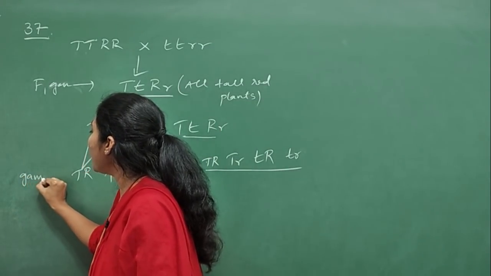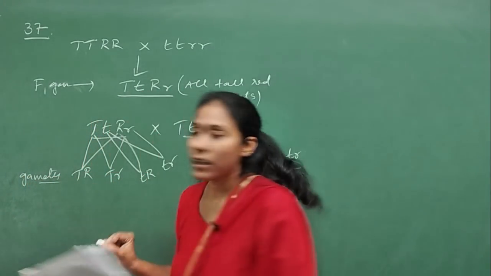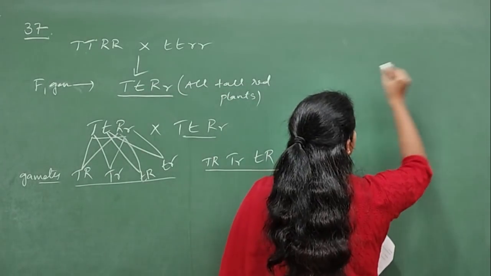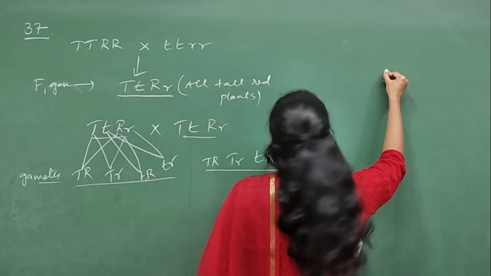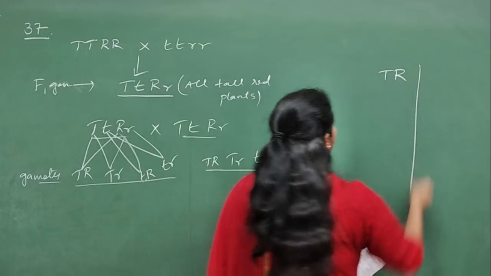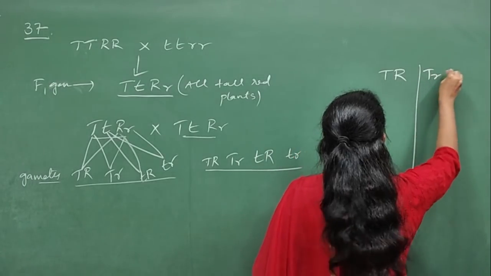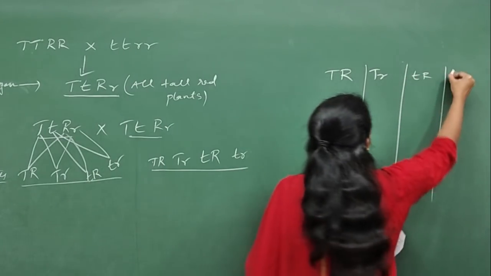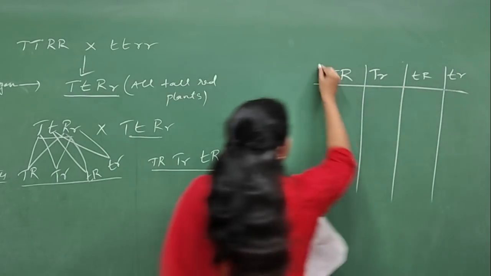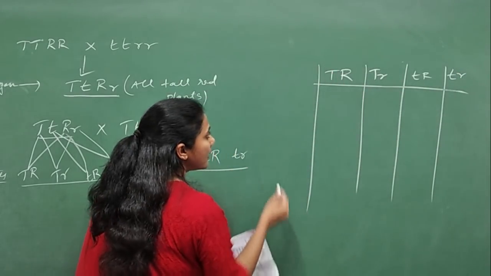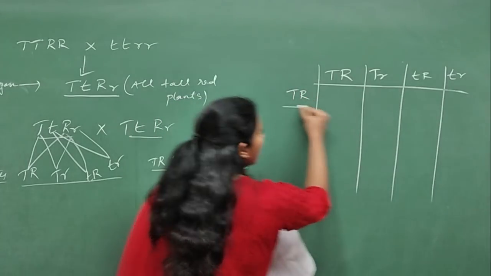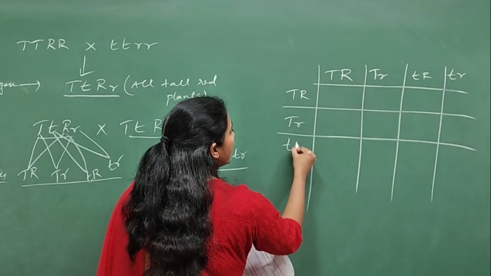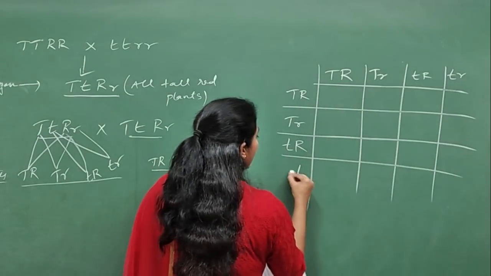And later you have to show the checkerboard. So how do you show the checkerboard? Write the gametes of one parent horizontally, that is capital T capital R, capital T small r, then small t capital R, then small t small r. And the same gametes you will write vertically: capital T capital R, capital T small r, small t capital R, then small t small r.